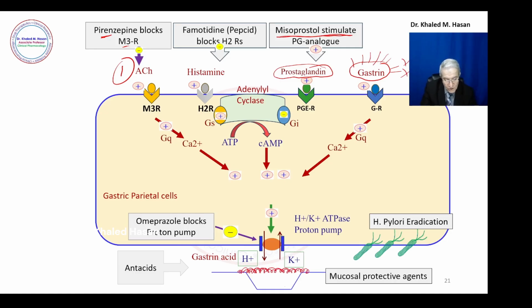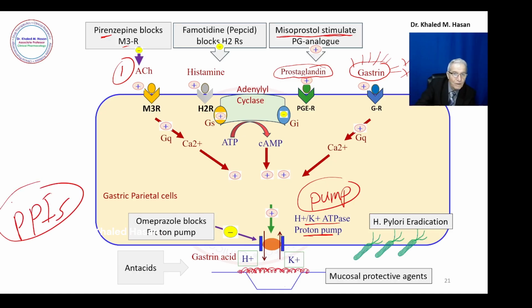Okay, another option is to block the proton pump, the enzyme. The pump can be blocked by proton pump inhibitors. We have a list of medications able to block the proton pump, and we call this one a proton pump inhibitor. Give me a name for that: omeprazole. So now how many medications do we have? Pirenzepine, an M3 antagonist. Famotidine, an H2 blocker. Misoprostol, a prostaglandin analog. Omeprazole, a proton pump inhibitor.